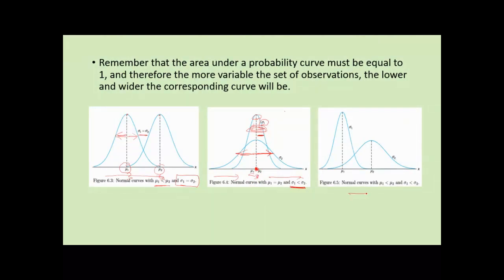Case 3 here, both are different, isn't it? Mu1 is lesser than mu2, so the first number comes here, the second number in this direction, in this order. And standard deviation sigma 1 is lesser than sigma 2. Both are different, so different curves you get. I think you might have got an idea about the role of mu and sigma in the normal curve. Is it clear?